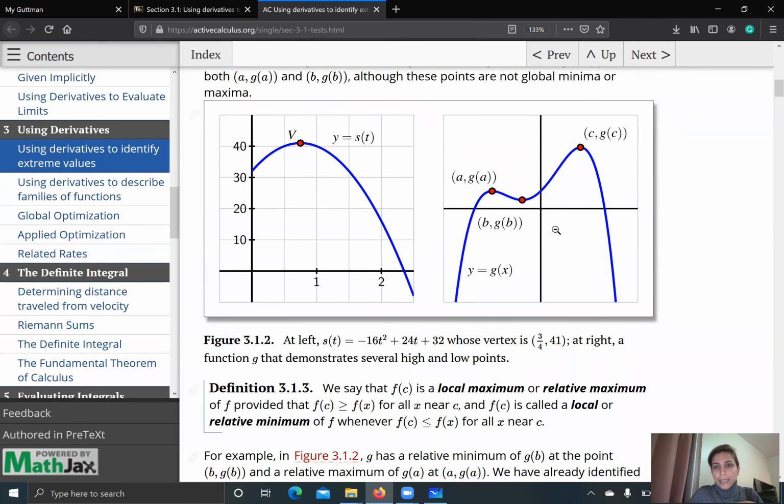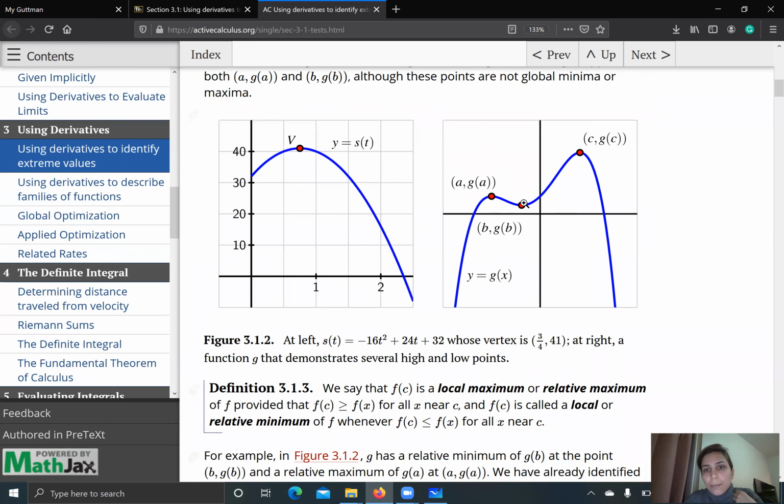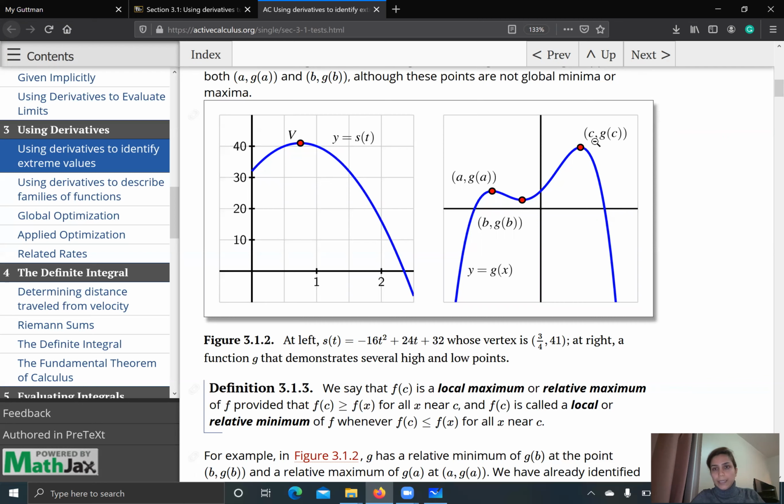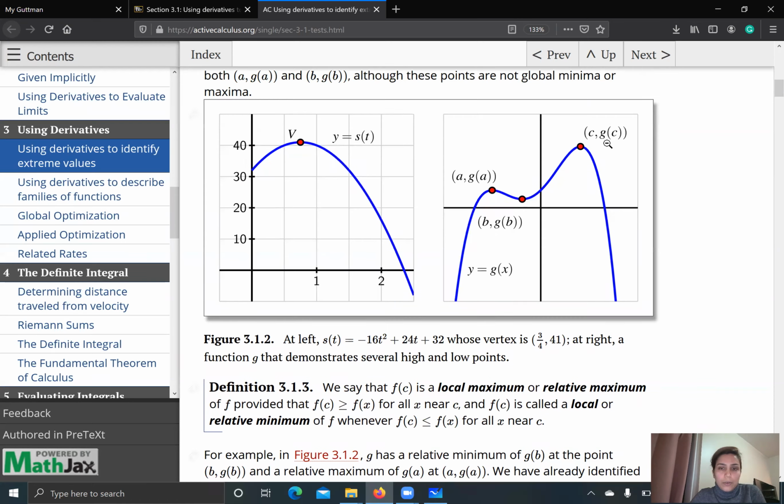Now look at the graph on the right side. In the graph you can see point A, point B, and point C. Now look at the entire graph. In the entire graph, the greatest height happens at the point C and g of c. You see, for the input value c, the output value g of c has the maximum height. So g of c is the absolute maximum, because it's greater than any other height in this graph.